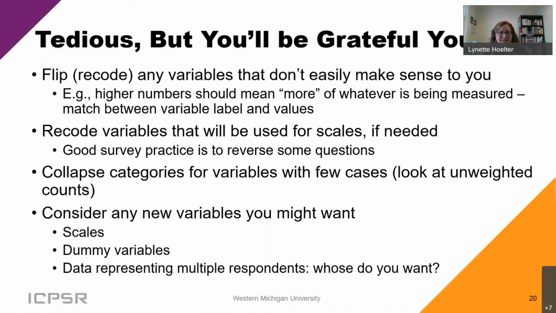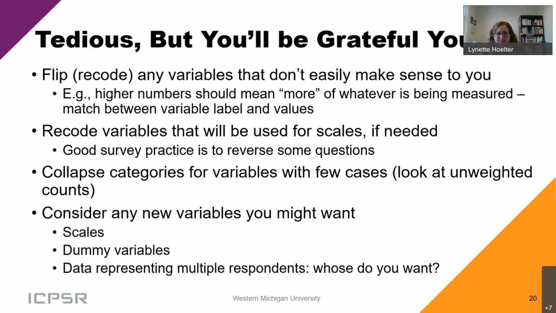Again, continuing some of that tedious work, I would encourage you to look at any variables, as you are looking at your frequencies, where the ordering didn't really make sense to you. A good practice is always to have the higher numbers on your variable, or the higher codes, mean more of whatever is being measured. So does it work that way for the variables? And if not, do you need to switch the label of the variable itself, or do you want to switch the order of the categories? So, things to think about there.